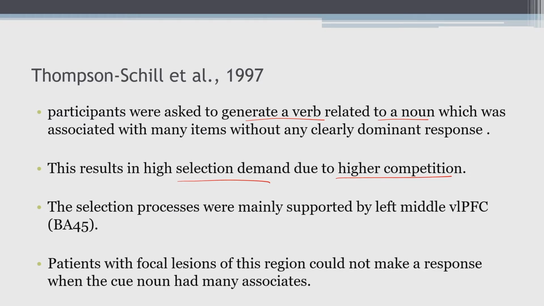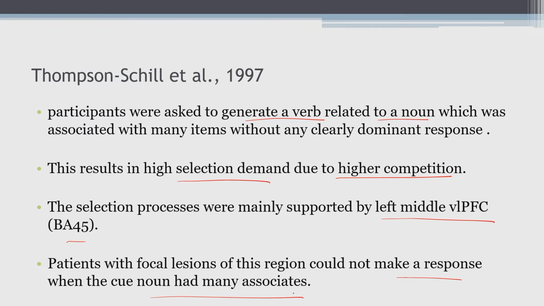So, now you have to go search for one that is apt, or if it is given to you already, for your attentional mechanism to be sustained on that, you need to continuously suppress the more strong connections. So, what they found in this case was again the left middle VFC was activated. Not only that, it was also found that patients who had a focal lesion in this particular region could not make a response when the cue noun had many associates.